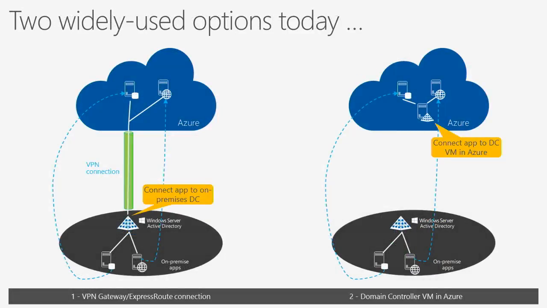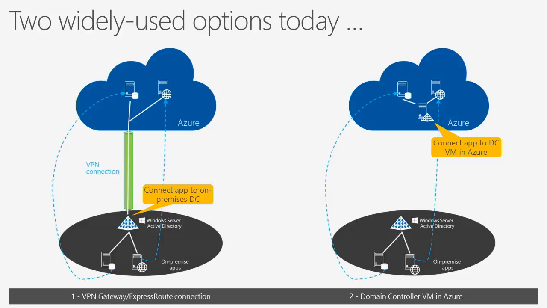So with that in mind, there are two widely used options today for achieving that goal of essentially having that identity in the cloud. The first one is to throw up a VPN connection or an ExpressRoute connection from your on-premises AD up into the Azure Infrastructure as a Service or IaaS space. That's great, but it does make you very much reliant on the reliability and integrity of that VPN or ExpressRoute connection.